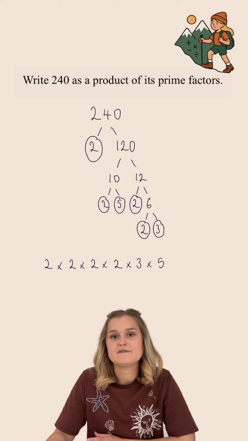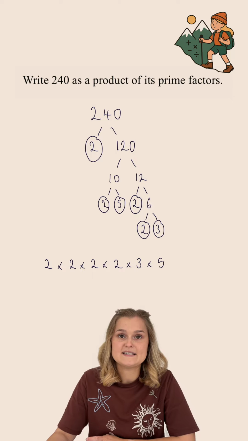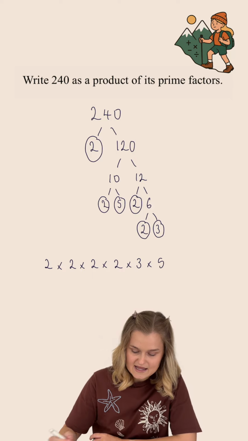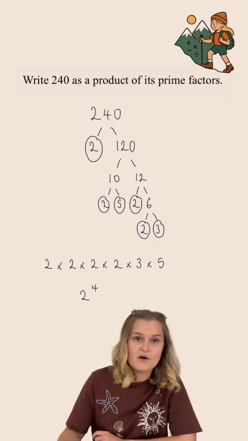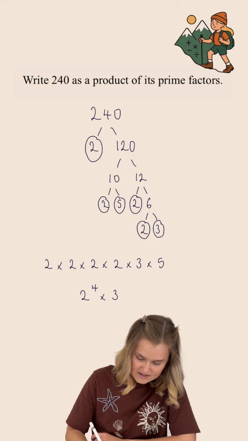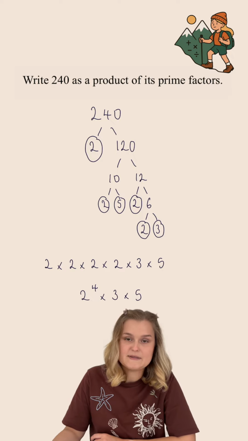And this question doesn't specify, but questions will often ask you to use index notation for this, which means at the end, rather than having these 2s multiplied together, I'm going to write it as 2 to the power of 4, which means the same thing, times 3 times 5.